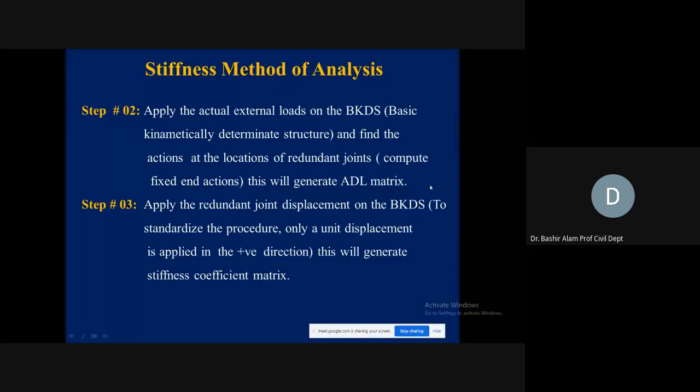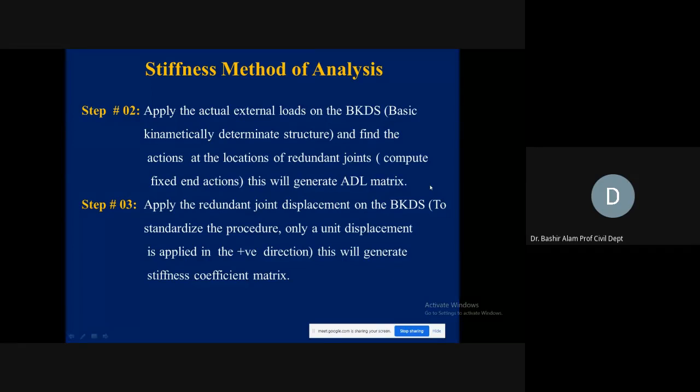Sign you decide depending on the sign of rotation or translation. If your corresponding reaction is in the direction of the translation, you take it positive. Otherwise, you take it negative.